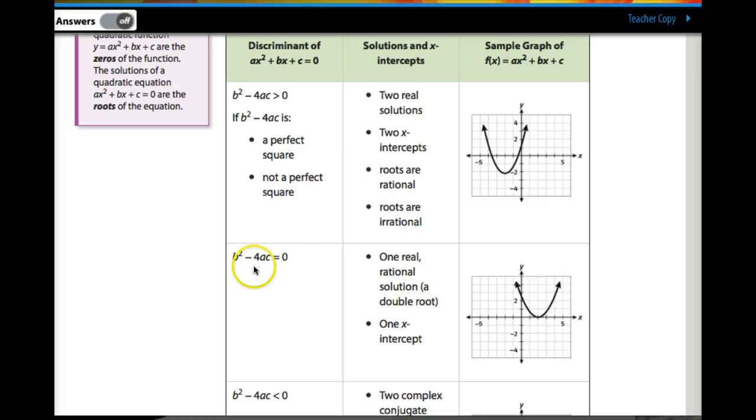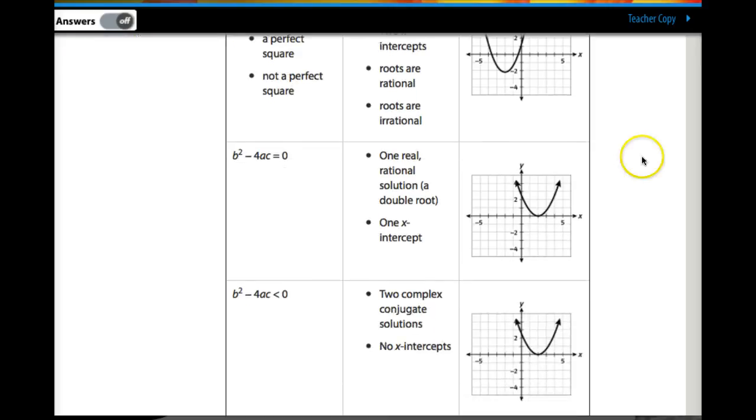Then if the discriminant is actually equal to 0, then that means there's one real rational solution. We call that a double root, which means there's one, and then you need to write real rational x-intercept, because it's important that you know what type. Here's a sample graph. If there's only one x-intercept, that means the x-intercept is at the vertex. Again, it doesn't have to open up. It could open down, but the point is that the vertex is going to be the only x-intercept there.